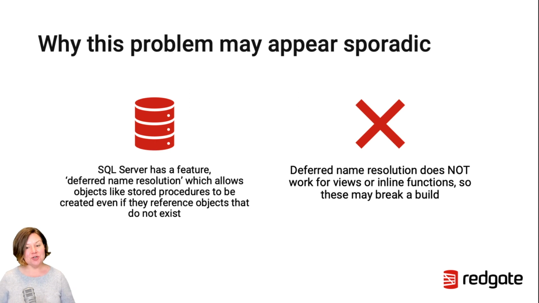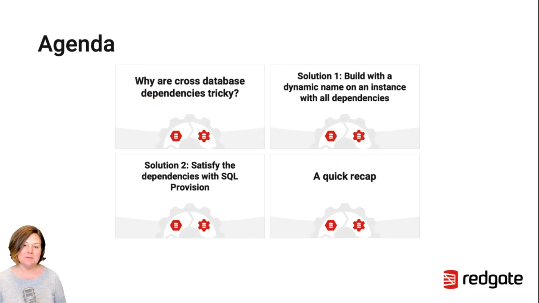This is not true for things like views and inline functions. For views and inline functions, when we create them, yes, those objects absolutely do have to exist or it is no longer valid SQL. So it's items like views or inline functions that you're going to notice causing problems with dependencies in the build, because those objects must have the dependencies in place in order to be created.